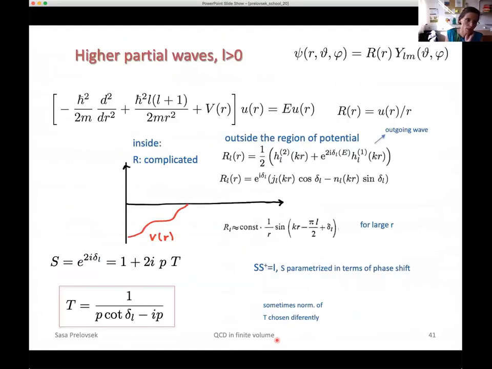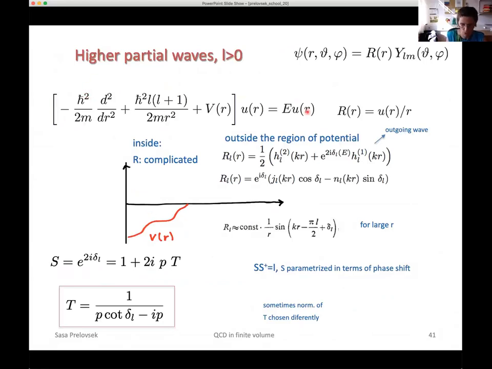What we talked about was mostly partial wave L equal to 0. Now, let me mention what happens for higher partial waves in non-relativistic quantum mechanics, where things are the simplest. For higher partial waves, basically one has to solve this equation, right? You have a potential, and if you want to know the solution in the region of the potential, then you have to solve this equation.